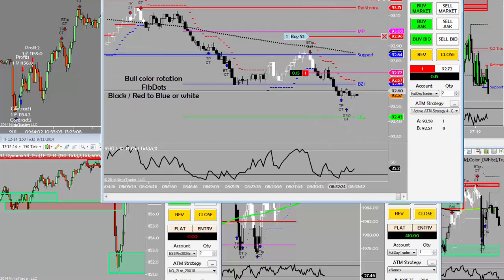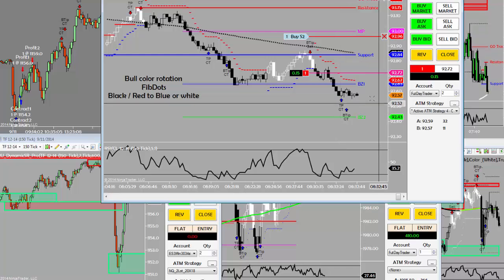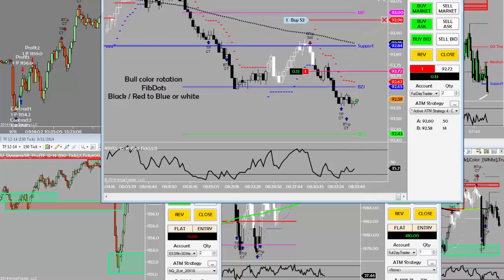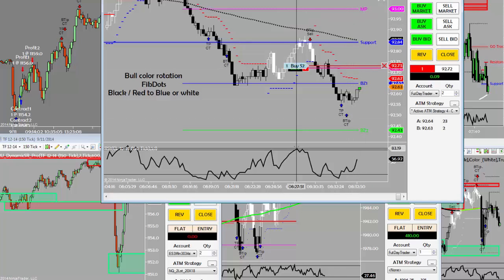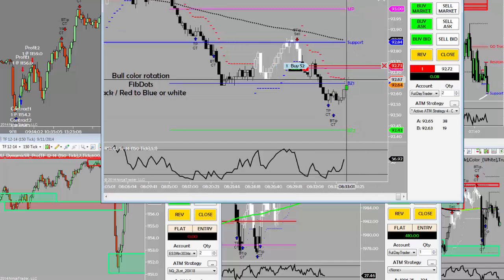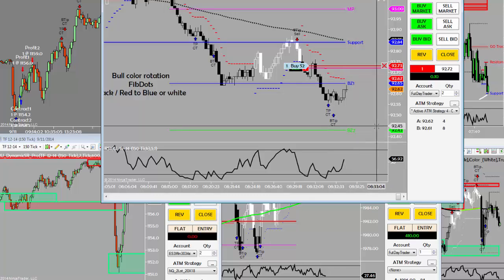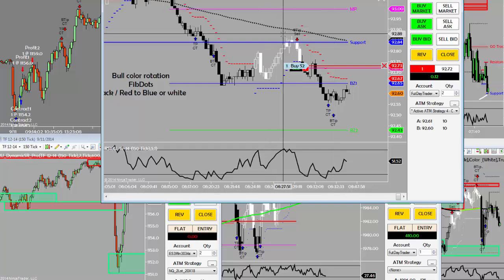Okay, so we sold them with trend right here, traded a 2 lot. You can see the value of the FibDots is plotting right here, 92.67. So we're now going to trail our stops. I'm going to go to 73, 1 tick above our current. That gives this market room to rally back here. If we go black to white candles, that would be a bull color rotation, black to white. Remember now, gang, we've just made new structure lows.